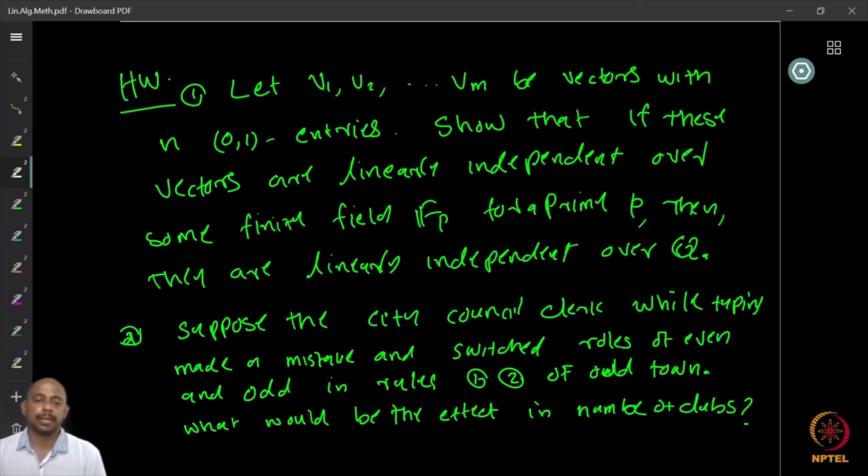It will tell you we could have worked with Q also, but we don't have to, because once we show it here, that is also true there.